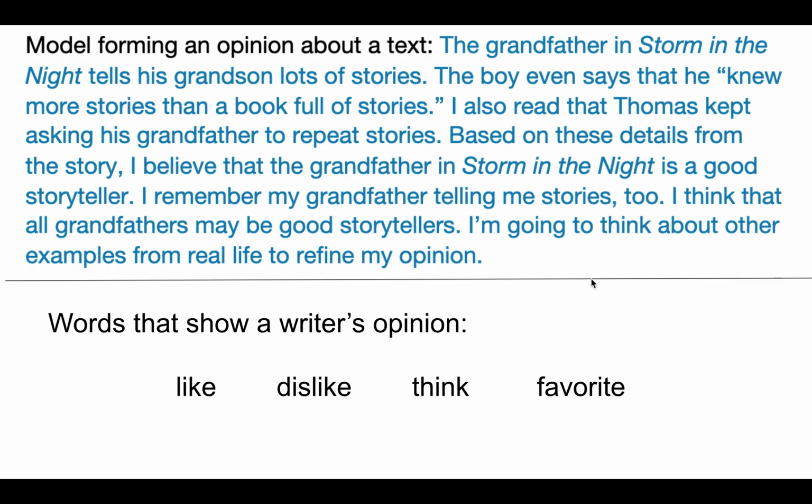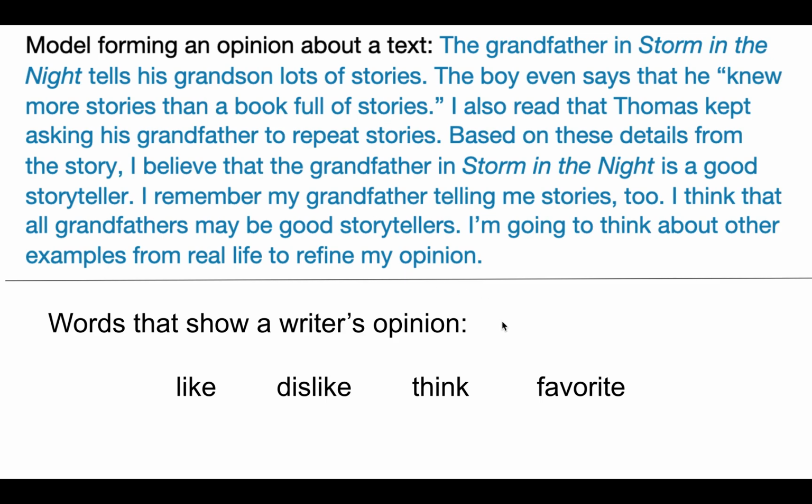If I were to model forming an opinion about a text, it might sound like this. The grandfather in Storm in the Night tells his grandson lots of stories. The boy even says that he knew more stories than a book full of stories. I also read that Thomas kept asking his grandfather to repeat stories. Based on these details from the story, I believe that the grandfather in Storm in the Night is a good storyteller. I remember my grandfather telling me stories too. I think that all grandfathers may be good storytellers. I'm going to think about other examples from real life to refine my opinion.